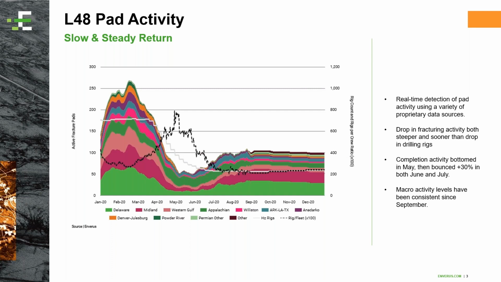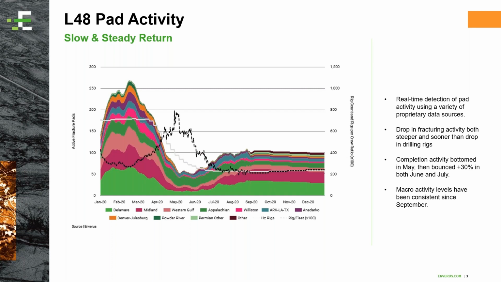And you'll notice that in about the middle of May, we saw active fracture pads, or the estimated number of frac crews out there, get down to about 50 crews running. And so we kind of bounced around below that. But you see like February, right, that we were up around 250, and so a massive drop, very, very steep.